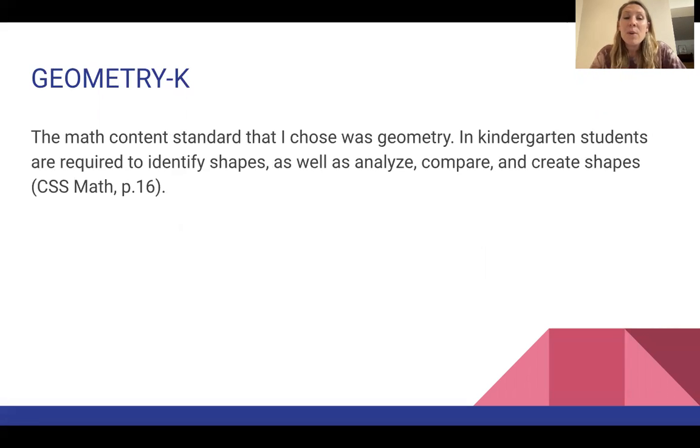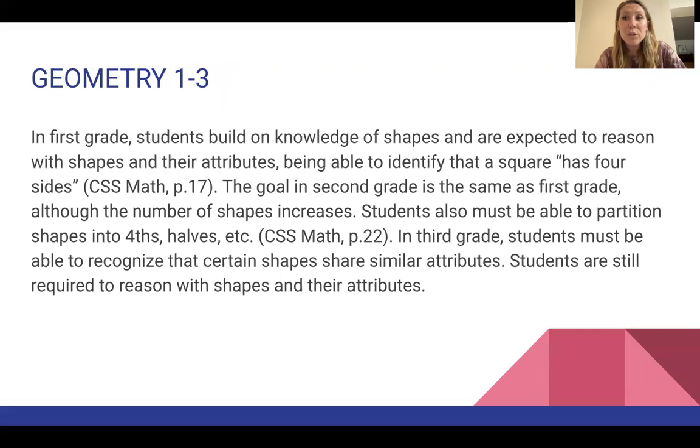All right, so Common Core state standards. I looked at geometry for K through 6. In kindergarten, the content standard says that each student is required to identify shapes as well as analyze, compare, and create shapes. First to third grade, there's the same goal. In first grade, students build on knowledge of shapes and are expected to reason with shapes and their attributes. So reasoning with shapes and their attributes stays the same in first, second, and third, but it looks a little different in each grade, kind of builds on each other.